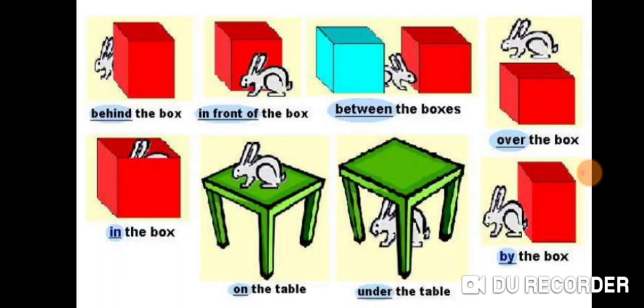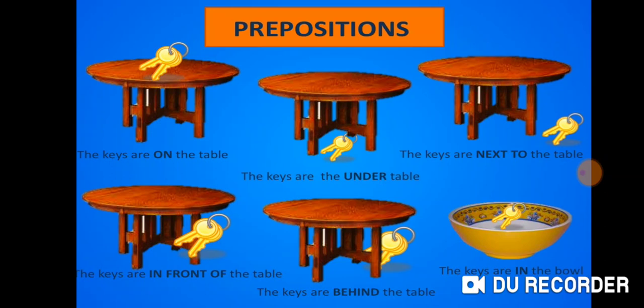In the next image, you can see the rabbit has gone under the table. And then on the table. And finally, in the last image, you can see the rabbit is inside the box, that is in the box. Correct, students? Now, these sort of words, such as on, under, next to, in front of, behind, in, over, all these words are known as prepositions.